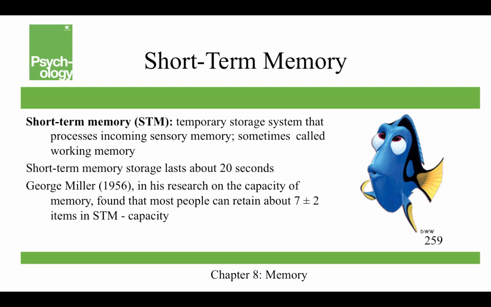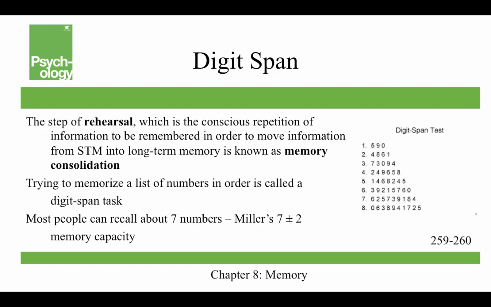Short-term memory is a temporary storage system that processes incoming sensory memory. And it's sometimes called working memory. And that's Dory off to the right there, who has some issues with short-term memory loss. Now, short-term memory usually lasts about 20 seconds. And this comes from the research of George Miller, who is actually doing attention research. And he said that the capacity of short-term memory most people can retain is about 7 plus or minus 2 items. And so that's the capacity, 7 plus or minus 2 items.